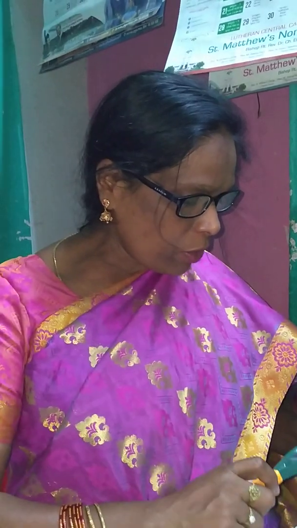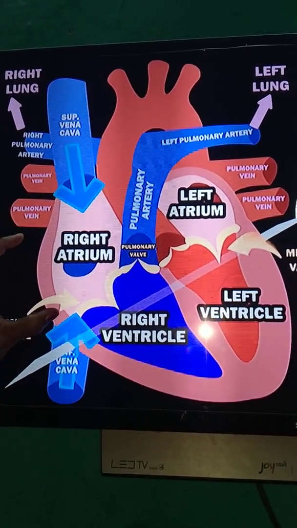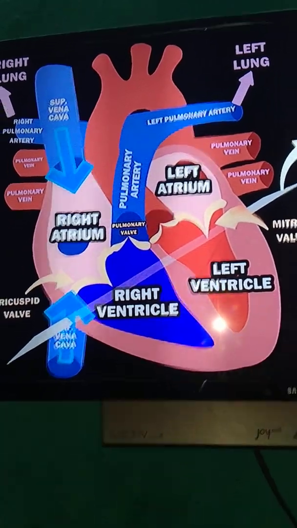Next one, describe the structure of the human heart in your own words. Read the content book, children. Page number 16 they have given for you. Read this paragraph, structure of the human heart, and write on your own. Human heart is divided into 4 chambers. The upper 2 chambers are called auricles and the lower 2 chambers are called the ventricles. And one more thing I'll tell you: the auricles are smaller in size and the ventricles are larger in size. So like this you have to write.